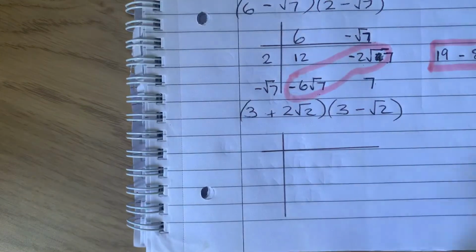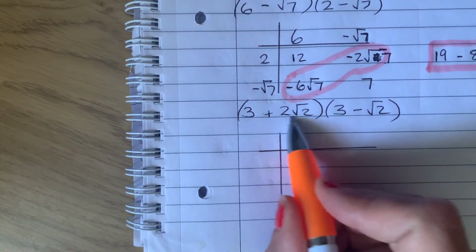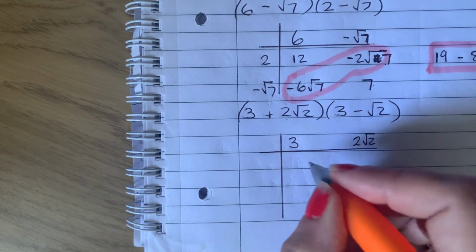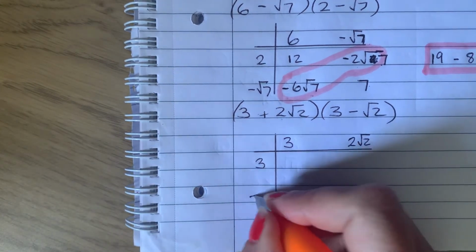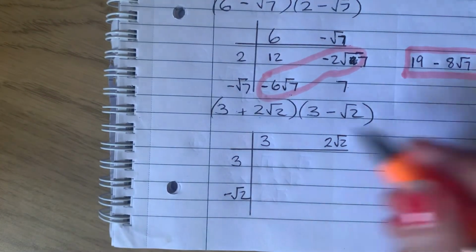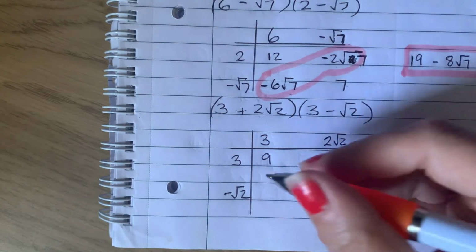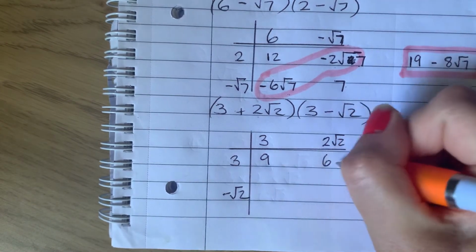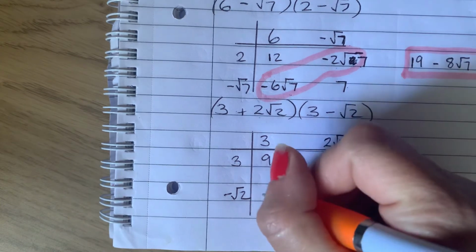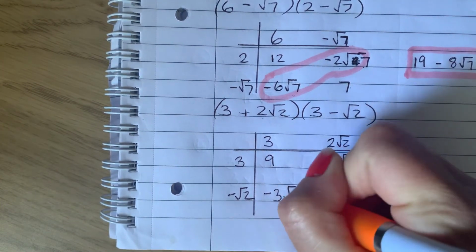Right, and then the last one. Now, I've made it a little bit more difficult here. So I've got 3 and 2 lots of root 2, and 3 and minus root 2. Okay, let's multiply these out. 3 times 3 is 9, lovely. 3 times 2 root 2 would be 6 root 2, because 3 lots of 2 is 6. That's that. 3 minus 3 root 2.